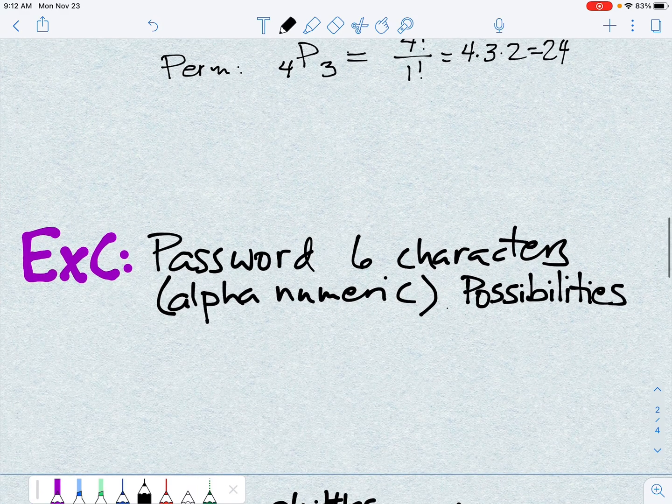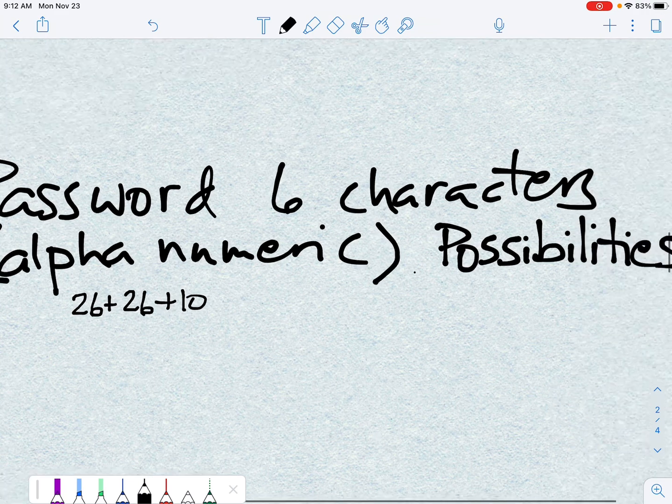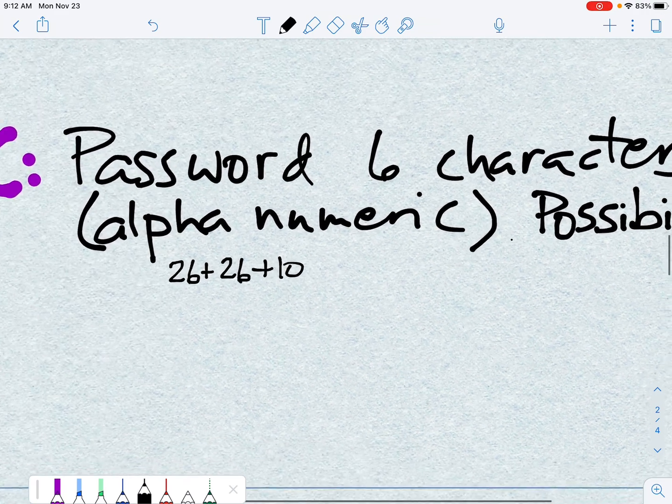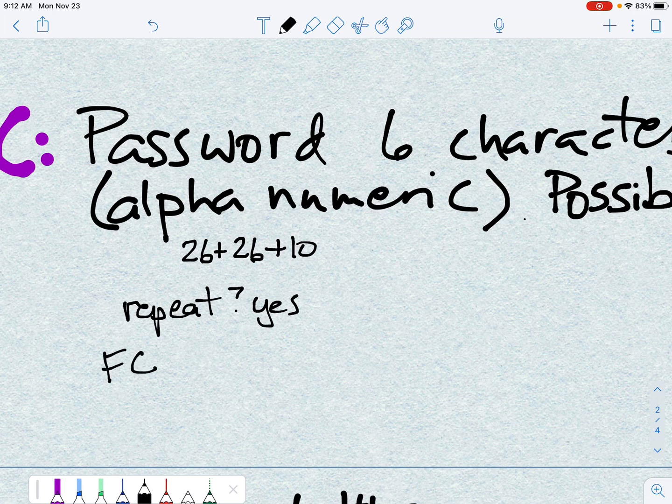Last example, password, 6 characters, alphanumeric are our choices. So in this case, we're going to assume that we have 26 lowercase plus 26 uppercase plus 10. Right? That's how many total possible alphanumeric items I have. What are the possibilities? So can I repeat? And the answer is yes. So we're going to use the fundamental counting principle.